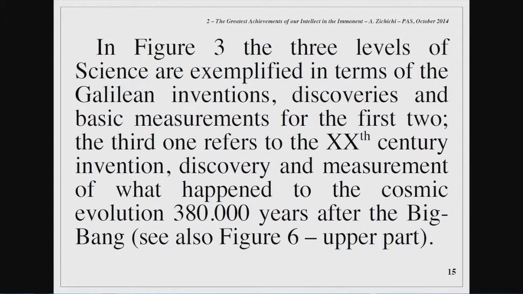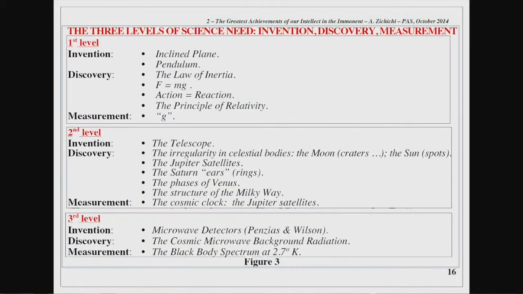In the next figure, the 3 levels of science are exemplified in terms of the Galilean inventions, discoveries, and basic measurements for the first 2, and the third one refers to the 20th century invention, discovery, and measurement of what happened to the cosmic evolution 380,000 years after the Big Bang 1. People always say that this is the Big Bang. It's wrong. What is observed in the cosmic evolution is what happened 380,000 years after the Big Bang.